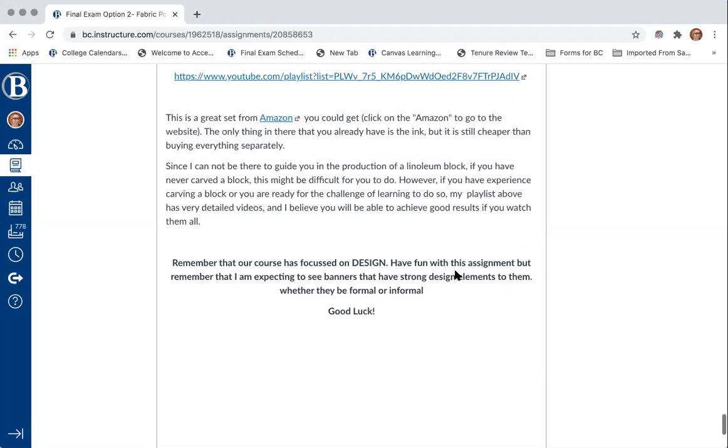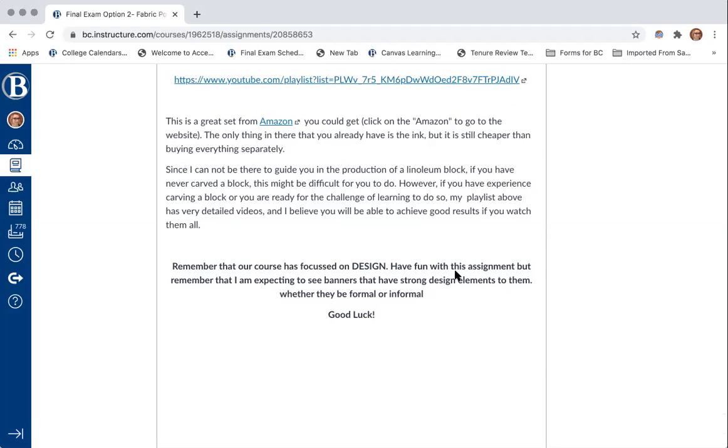So the biggest goal that we have here is to make something that has really great design. I want to see banners that have strong design elements to them, but I also want this project to be really fun and for you to really get something personal from this project. And I hope that this project interests you. And if you have any questions, reach out. You need to go ahead and try to bring your project ideas and questions to your meeting with me on December 3rd.